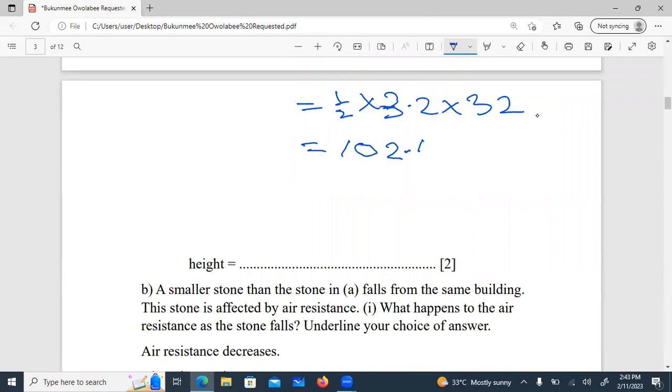102.4 multiplied by half. If you multiply these two, you get 102.4, and we still have to multiply it by half, that half in front of it. So half of 102.4 gives us 51.2 meters, and that's the height of the building, 51.2 meters.